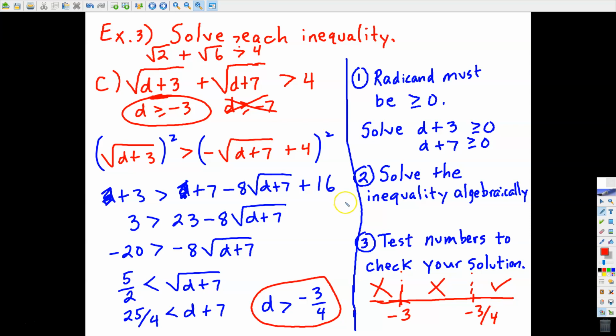So that's how the inequalities are a little bit different. They're a little bit more involved. And if you follow these 3 steps that I've provided for you, that should lead you to the answer pretty easily. A little bit of work involved in some of them, but it should lead you to the answer.